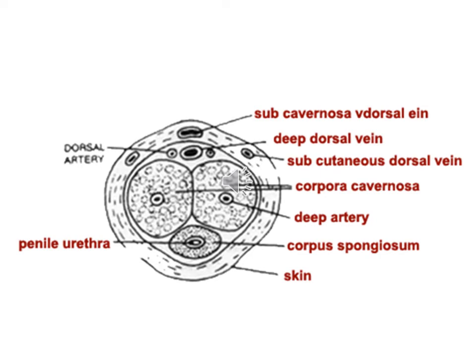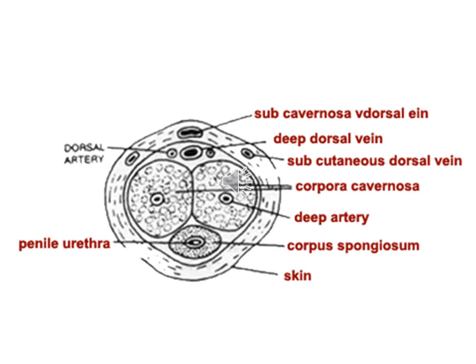The fibers of tunica albuginea surround both the cords jointly and also form a separate sheath surrounding each cord. That is not shown over here, but outside each corpora cavernosa there is a layer known as tunica albuginea. This tunica albuginea is present surrounding each bundle as well as surrounding both the bundles.